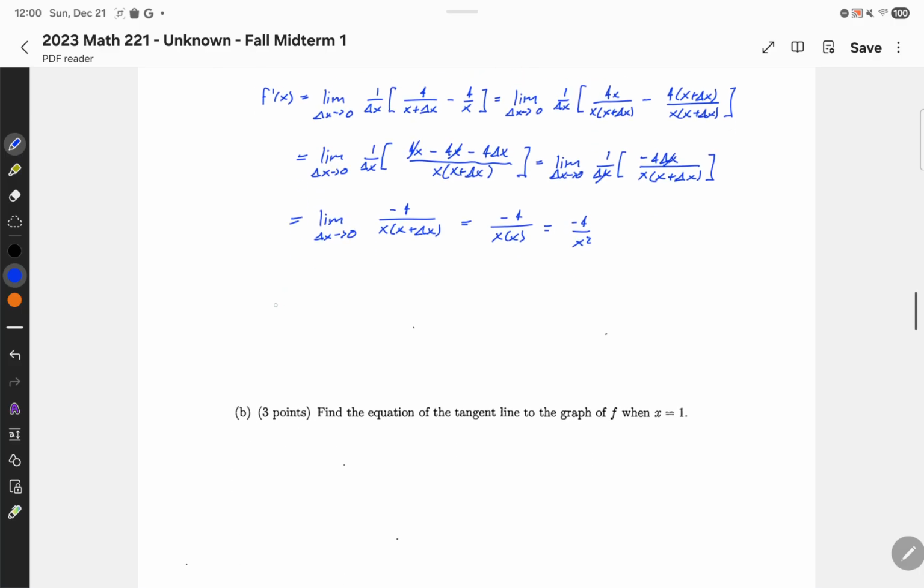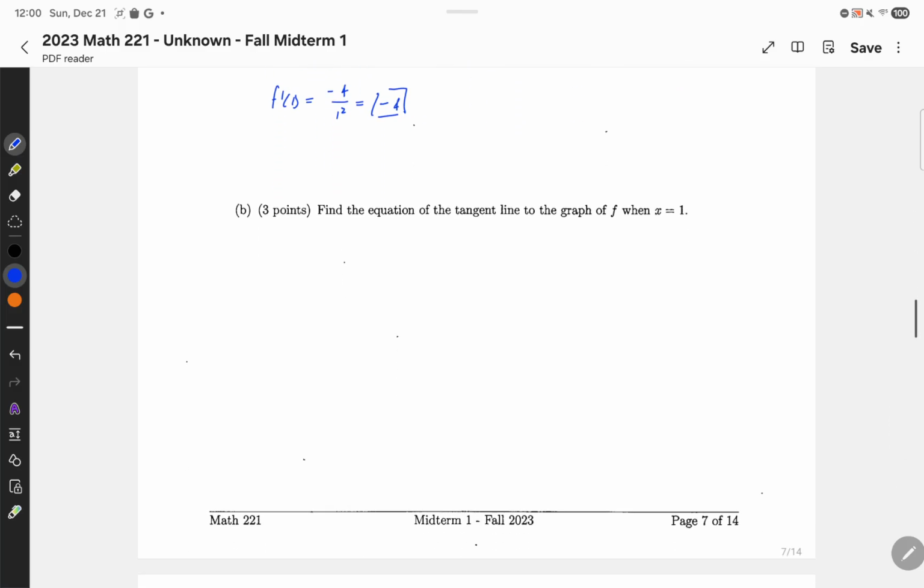So we'll just substitute in 1. We have that f prime of 1 is going to be equal to minus 4 over 1 squared, which of course is 1. So this is just equal to minus 4. And that is the answer to part A.